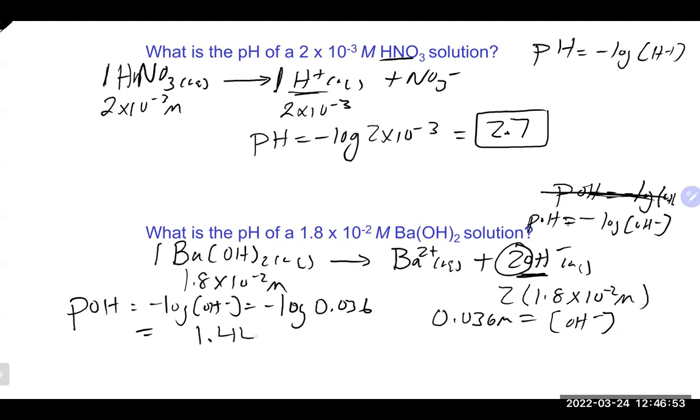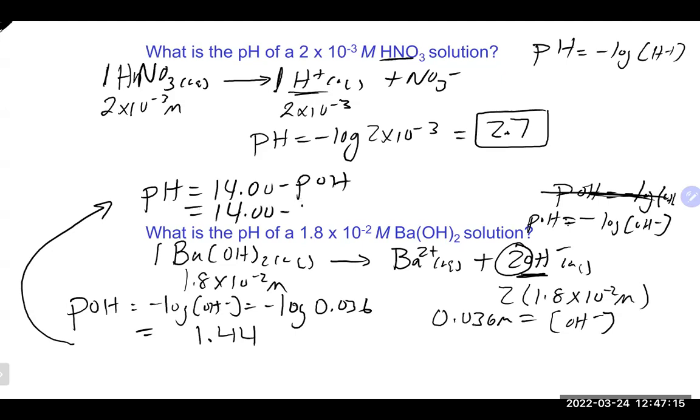And remember, this is a POH, not a pH. So this is 1.44. If you happen to have thought this was the pH, this should not make sense to you because that would be an acidic pH. We're obviously dealing with something that's basic. So at this point, we need to go up this way. The pH here would be 14 minus the POH. That's going to give us 14 minus 1.44, and that will get us 12.56, which is definitely a basic pH and obviously does make sense in this case.